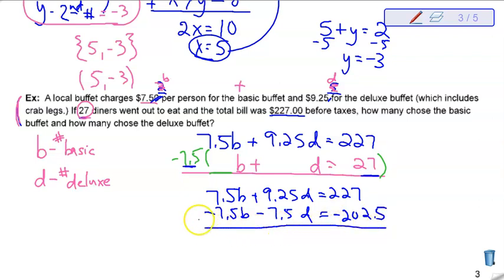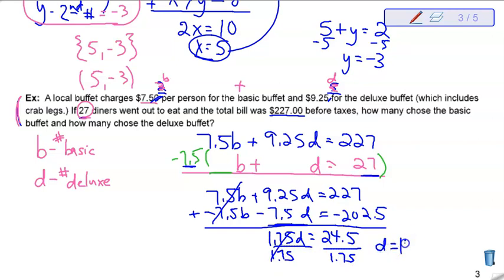And now we're ready to add them. Namely, these two are going to go away. When I combine 9.25 minus 7.5, I get 1.75D equals 24.5. And when I divide by 1.75, that goes away. D here is 14. So what does that mean? I had 14 deluxe diners. 14 people wanted the crab legs on the deluxe buffet.